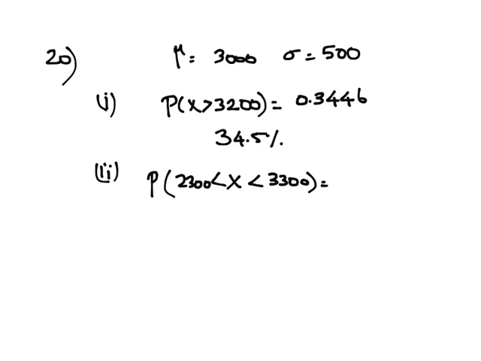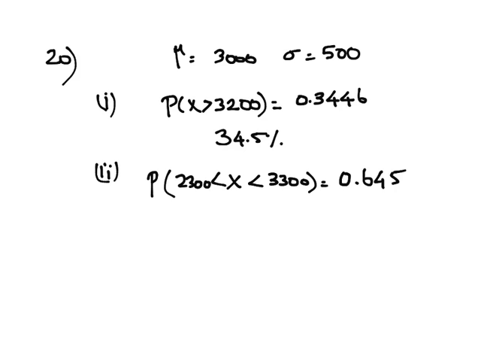So if you use the calculator, lower is 2,300, upper is 3,300. You'll get 0.645 as the answer. Now, what this means is the probability of selecting one townsperson whose savings is between $2,300 and $3,300 is 0.645.